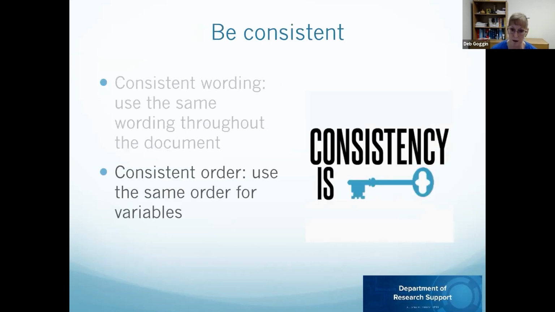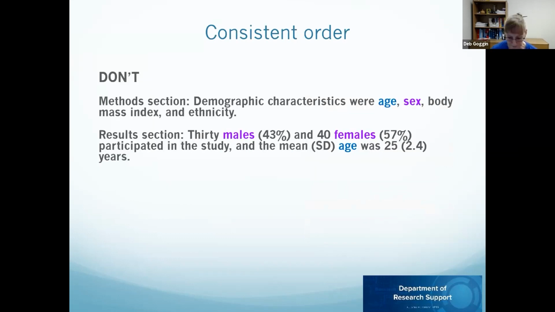Another example of consistency is order, which I also discussed in the description of the methods section. You want to use the same order of your variables throughout the document. Using the same order leads to better readability, because readers always know that you're going to present your results in the exact same order. So let's look at an example of that.